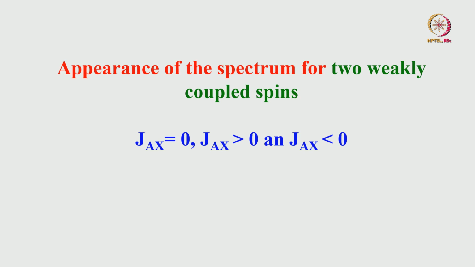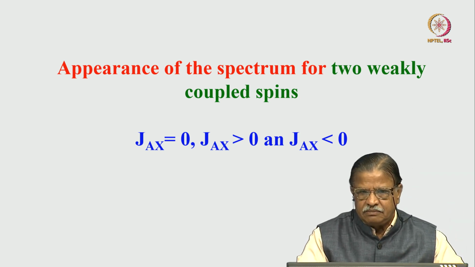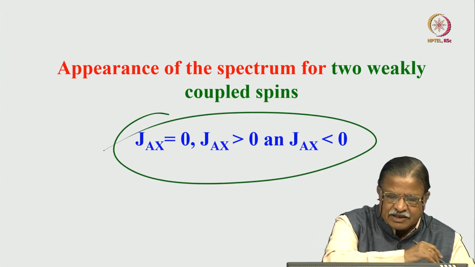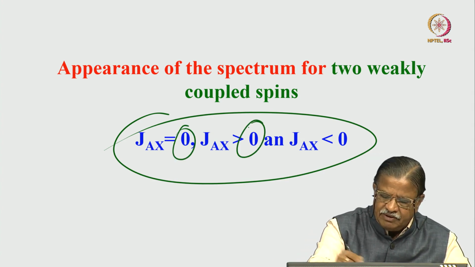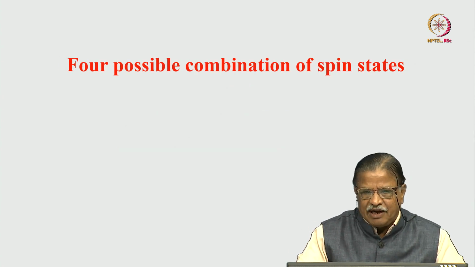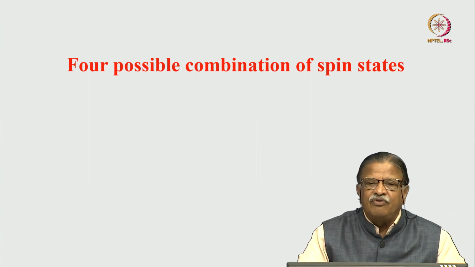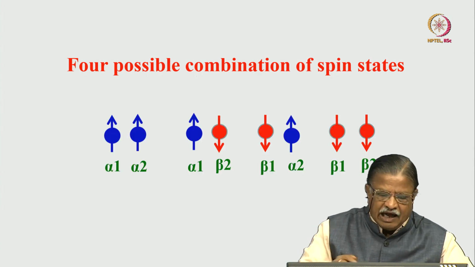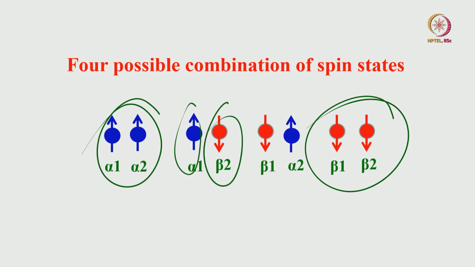Now, if I know the coupling could be positive, negative or 0, how does it get reflected in the NMR spectrum? Let us take the example of two protons coupled and three possible situations when the coupling between them is 0, positive and negative. All the three examples we will take. If I have two protons coupled between themselves, as I have been telling you since day 1, there are 4 possible spin states: alpha alpha, both up; beta beta, both down; alpha beta, this up and this down; and beta alpha. There are 4 possible spin states we can understand.